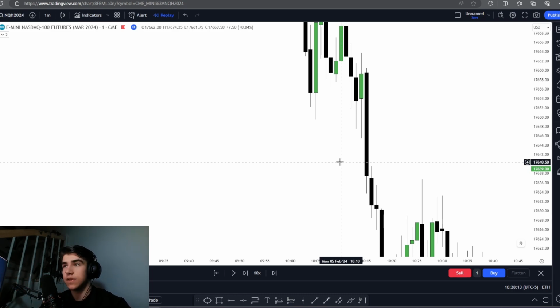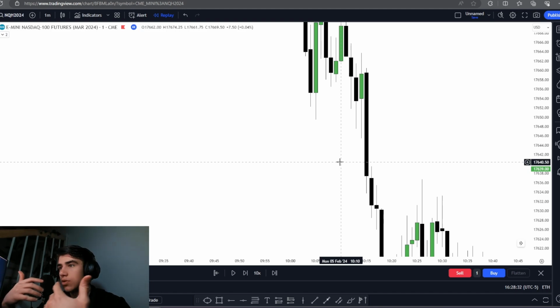Even ICT says this, right? Sometimes you can be wrong, right? Your idea can be wrong, but you can still make money because you have a larger stop. So don't try to go for crazy RR, right? 1 to 2 RR is just fine, right? 1 to 1.5 is even fine. So give your trades more breathing room.